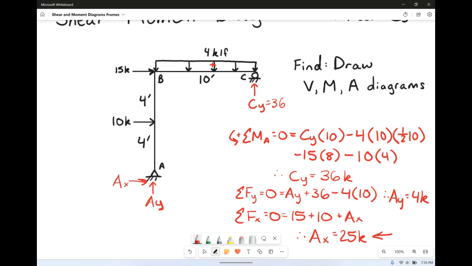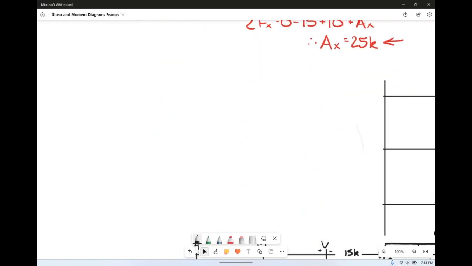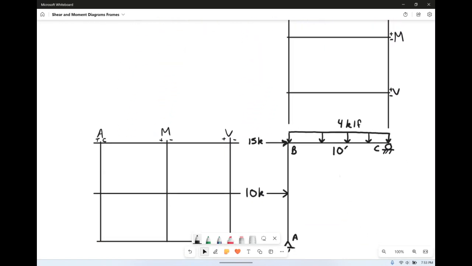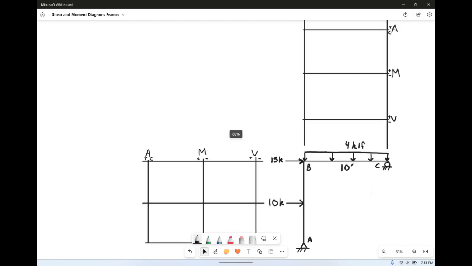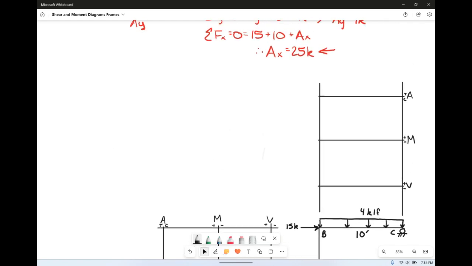So once we have that, what we really need to do is break it into our different free body diagrams. So we're going to break this beam, and then we need the column in a separate free body diagram, and then lastly we need the corner right at B. So we're going to just off to the side kind of draw those out, and then we're going to fill in our shear moment and axial diagrams.